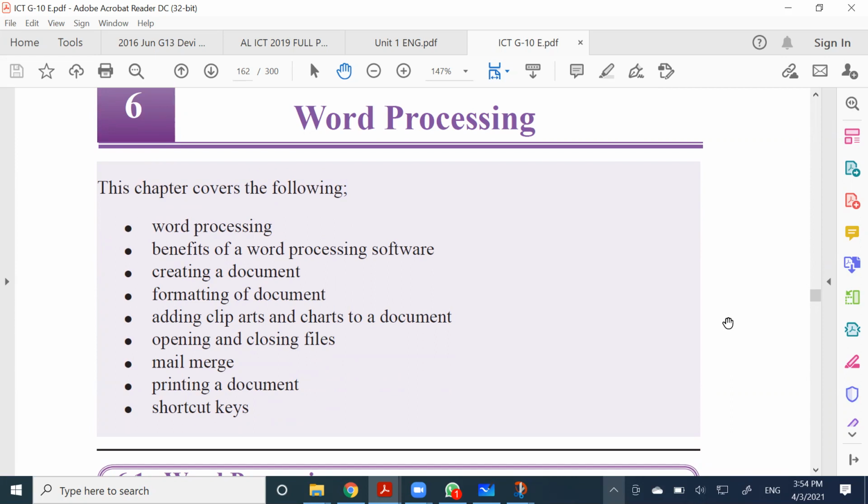You can't use word processing software to do calculations. We can use it to illustrate the calculation, but not to do the calculations.